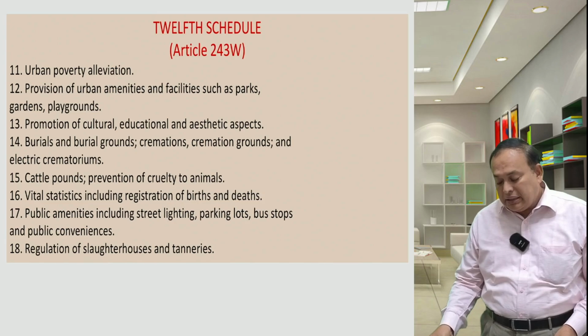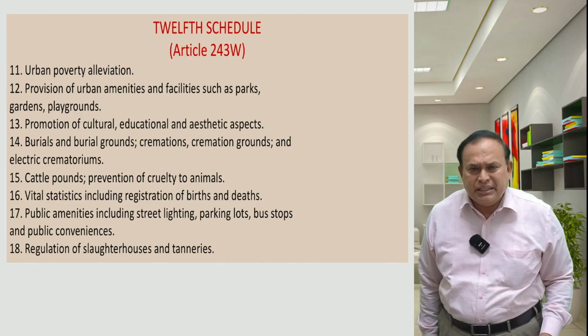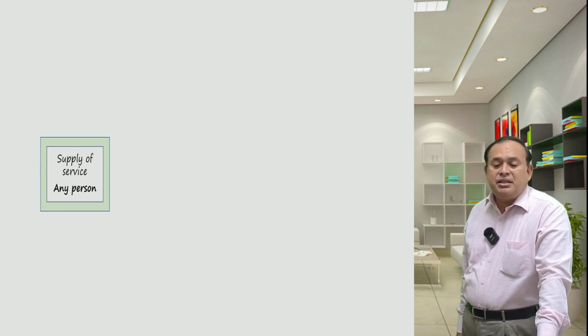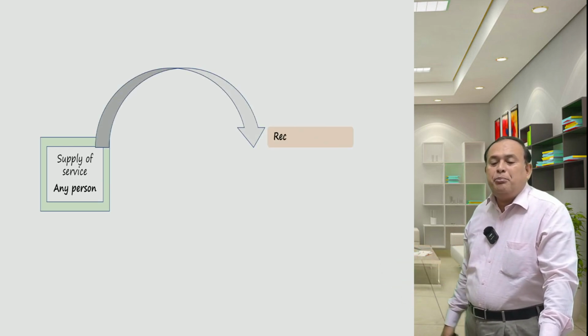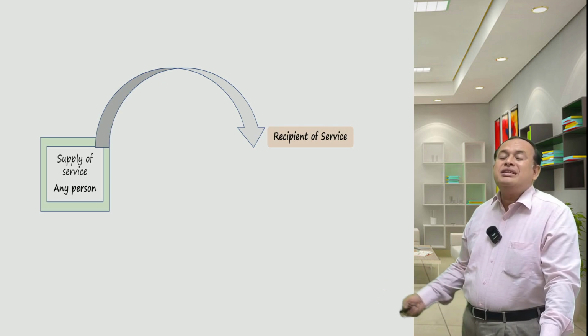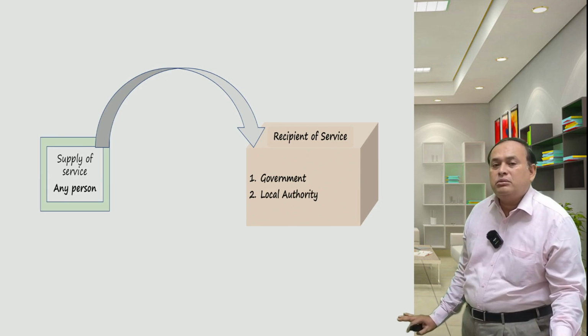You have to have the clarification in this regard. Having this type of clarification and clear-cut understanding, now I am bringing to your notice: supply of services, any person to whom they provided. They have provided services to the recipient of services. Who is the recipient here? Government, local authority, that's all.